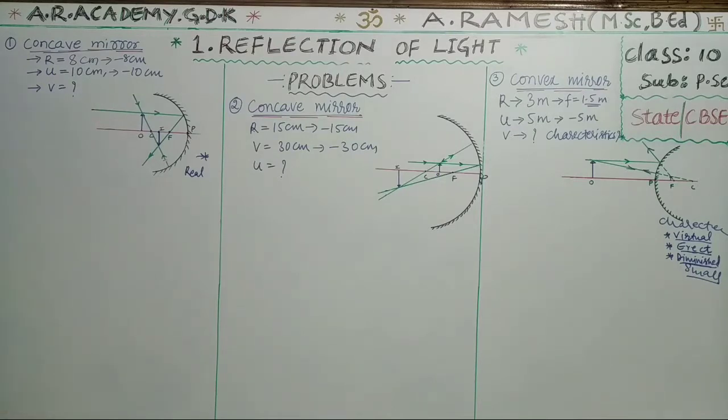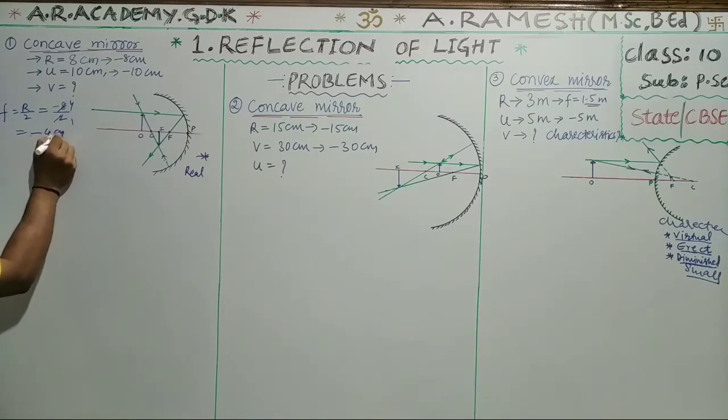Before finding V, from R we will find F. F equals radius by 2. Radius how much? Minus 8 centimeters by 2. Two fours are 8, so minus 4 centimeters. F we got is minus 4 centimeters.